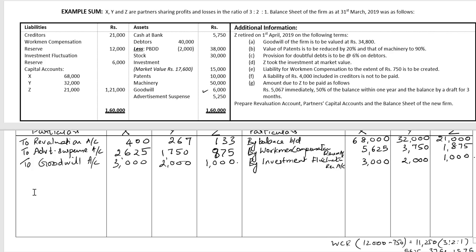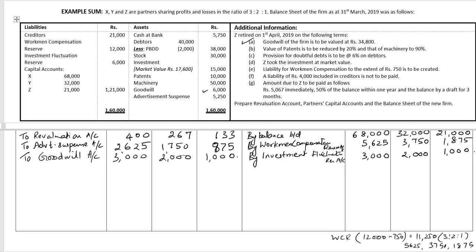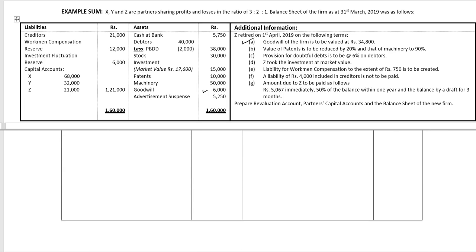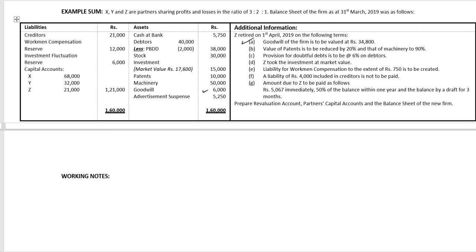Next, let's deal with the fresh valuation of goodwill. The point A, which says goodwill of the firm is to be valued at 34,800. So let's insert the working note for treatment of goodwill. Working note 1 is treatment of goodwill.